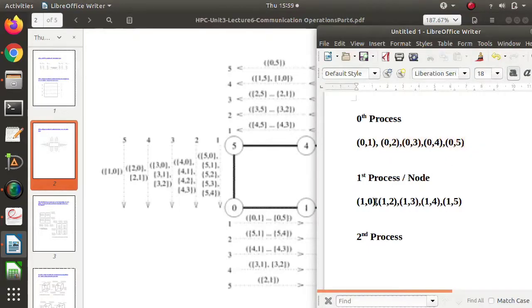In the same way, first node will share these messages, right? So 12, this message is made for second process only. Finally the destination of this message was for second process only, so there is no point to share this message with the third node. So what second process will do, it will drop this message, and the remaining messages, that is 10, 13, 14, 15, second process will forward to the third process.